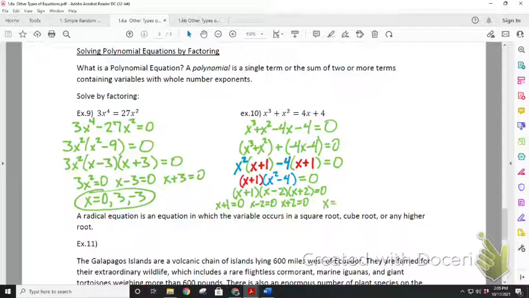And we have x equals -1, +2, and -2. Hopefully that made sense.